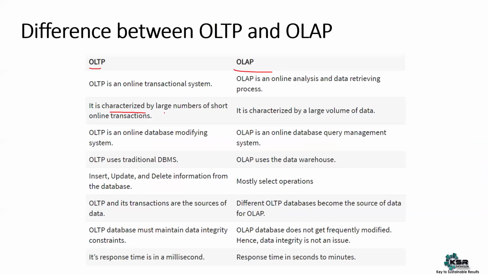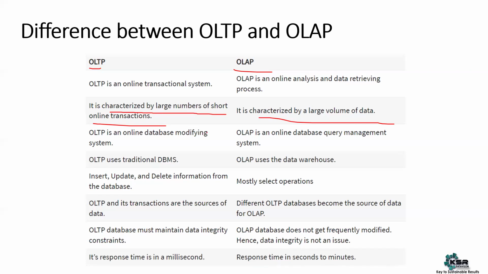See, OLTP is characterized by a large number of short online transactions. So if a person is using a debit card, or using UPI, all the UPI transactions you make are short transactions, but they are characterized by a large number of transactions. Whereas OLAP is characterized by a large volume of data. Volume of data is very large in case of big data, your historical system. So you can have your banking statement printed for the last 10 years also. That is how the large volume of data is in OLAP.